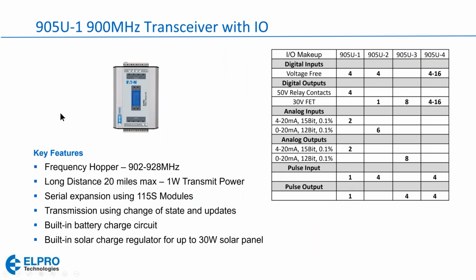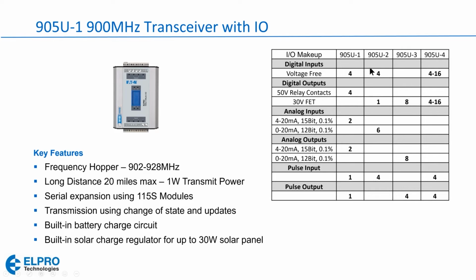Okay, here's some quick specs on the 905U-1. It's a 900 megahertz frequency hopper. Long distance radio, maximum range is 20 miles. That's the absolute max if you elevate the antennas at least about 100 feet above ground, and you use high gain antennas and you have clear line of sight from one end to the other. This radio can be expanded.